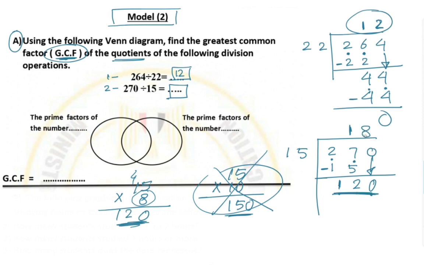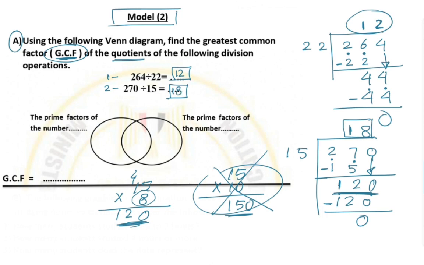Now I have 8 multiplied by 15, here 120. Time to subtract, equals 0. No remainder, and this is our quotient. So the second quotient here is 18.